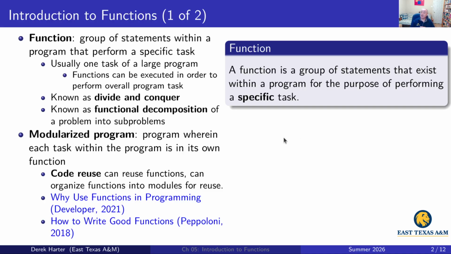A function is just a group of statements that exist within a program for the purpose of performing a specific task. That specific is an important concept here. The fundamental thing about writing good functions is that they should perform one small specific thing. They should be responsible for doing one thing and doing it well. So a function is a group of statements within a program that performs a specific task. Usually it's one small task of a larger program.